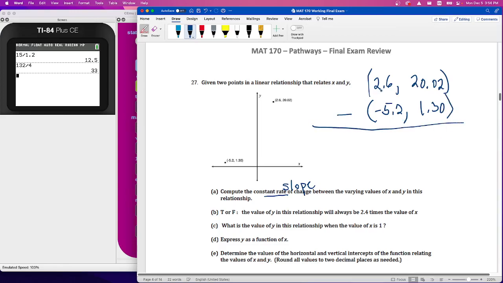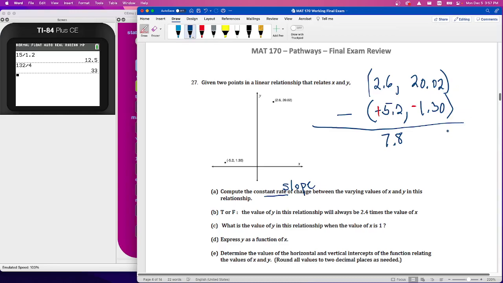What I like to do is subtract the x's straight down by just lining them up. So 2.6, a minus and a minus make this a plus. So 6 plus 2 is 8, then the decimal point. 2 plus 5 is 7, and it's positive. Then we're going to take 20.02 minus 1.3. So this is going to be a minus, and this became a plus.